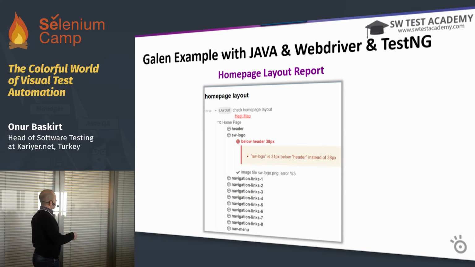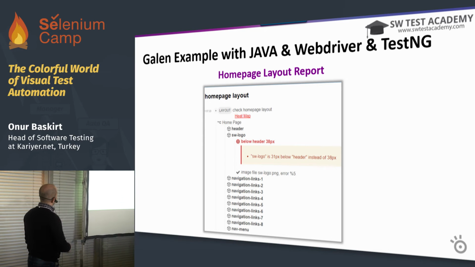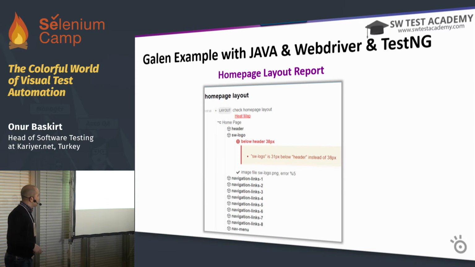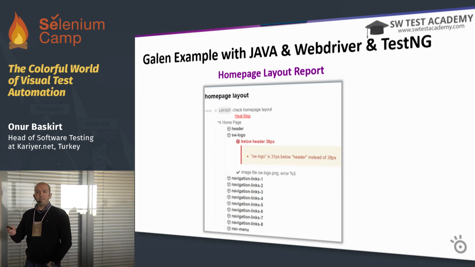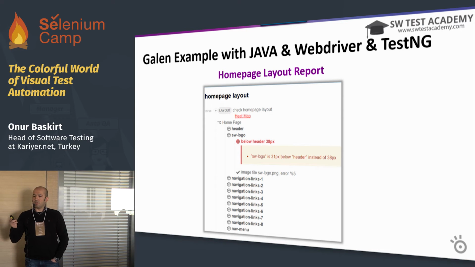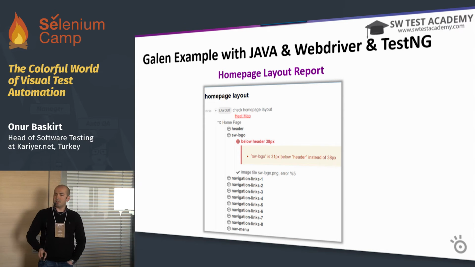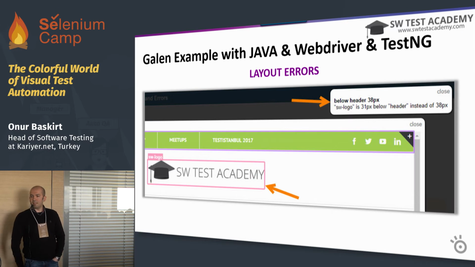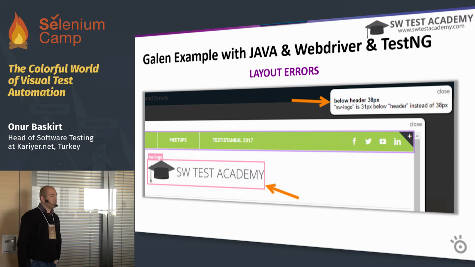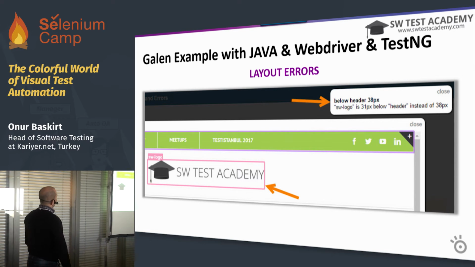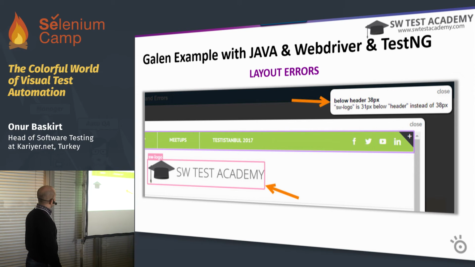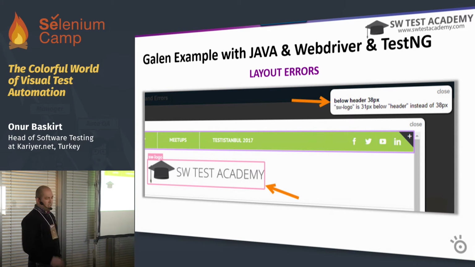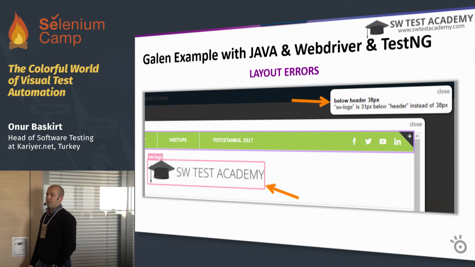When you click the details, click the home page layout, we will see the details of our automation results. And when we want to see the details of the problem, we should click that red below the header part. It highlights the problem and gives us a small info tooltip. The header should be 31 pixels below the header, but it is 38 pixels below the header. It also says the problem.